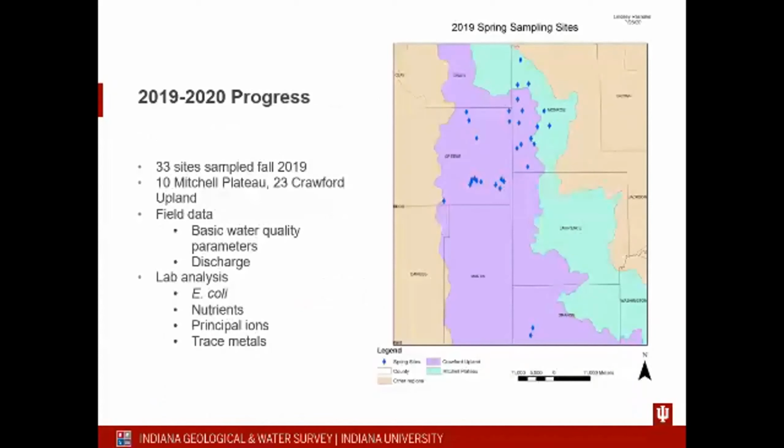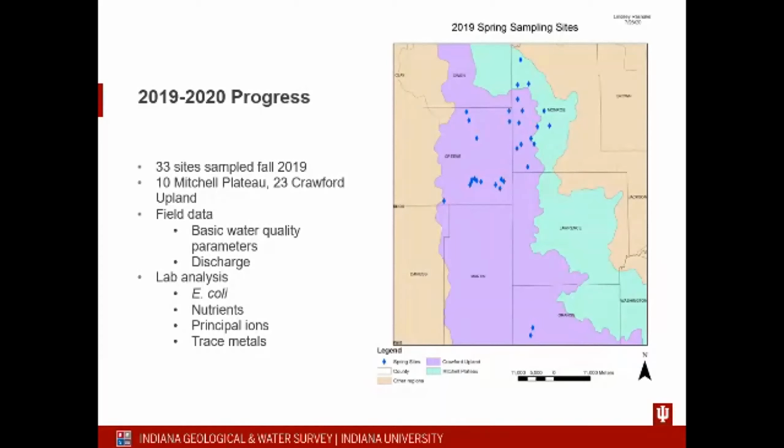In our first field season last fall, we were able to sample 33 spring sites in 3 counties. 10 of those were in the Mitchell Plateau, which you can see is the light blue region on this map, and 23 of those were in the Crawford Upland, which is the purple region. We collected a general suite of water quality and quantity field data, and also conducted some lab analyses to ascertain those baseline water quality conditions of the springs.